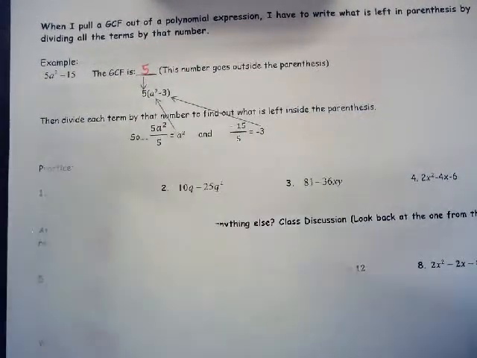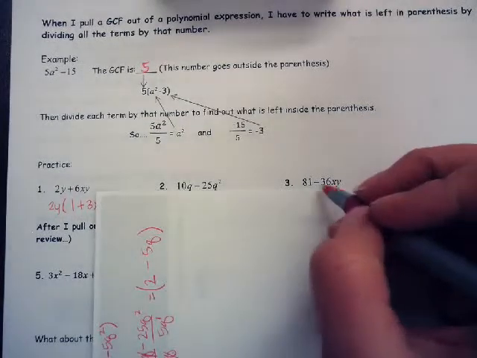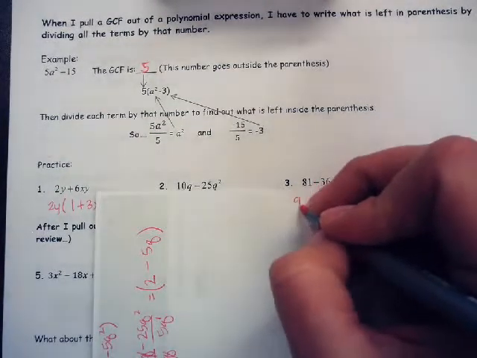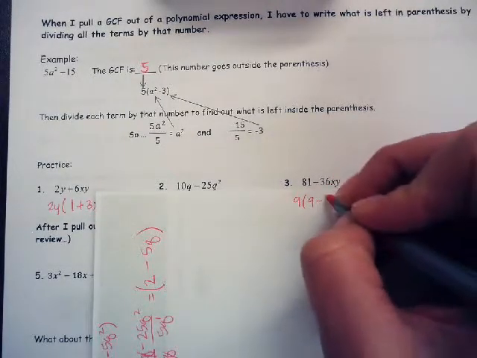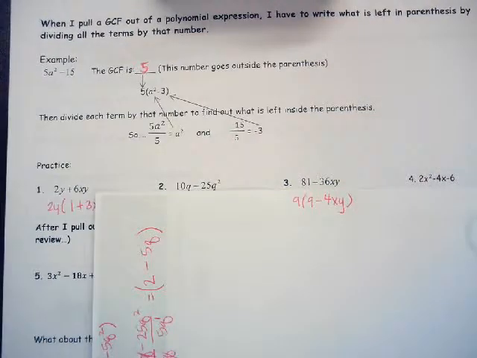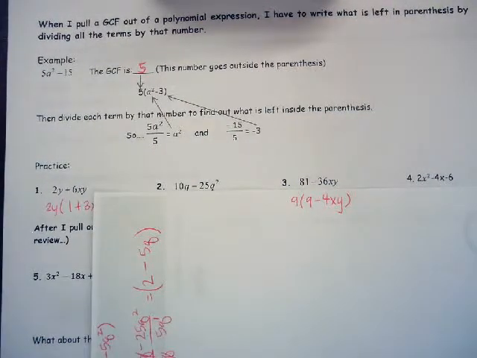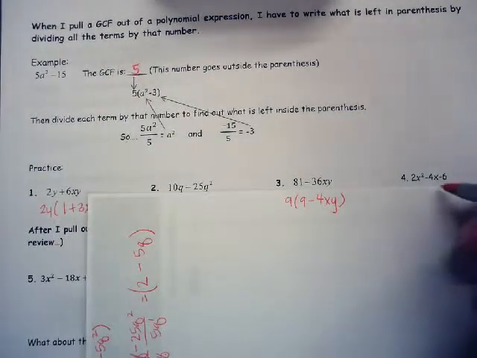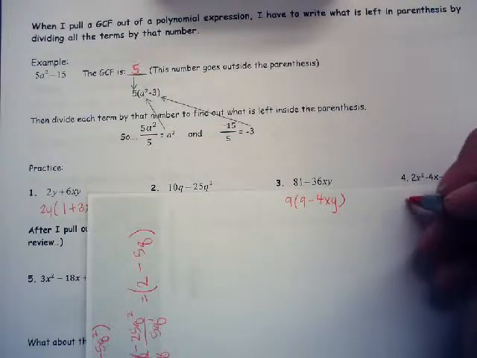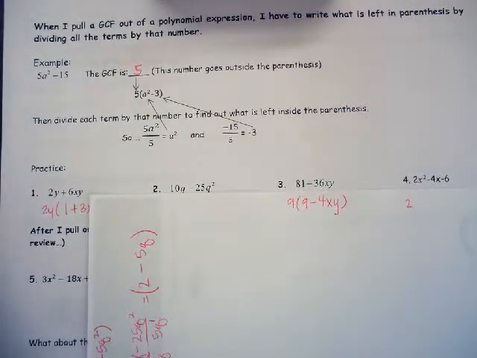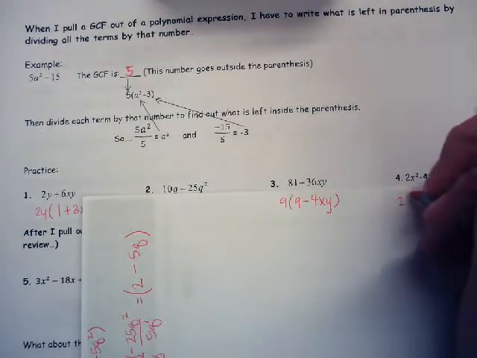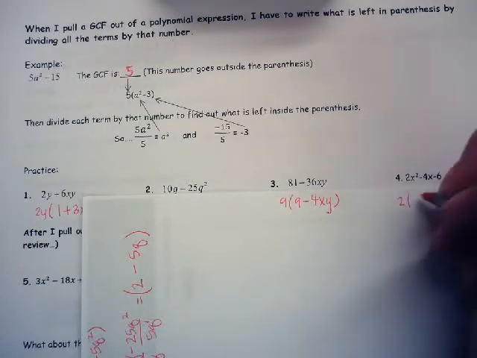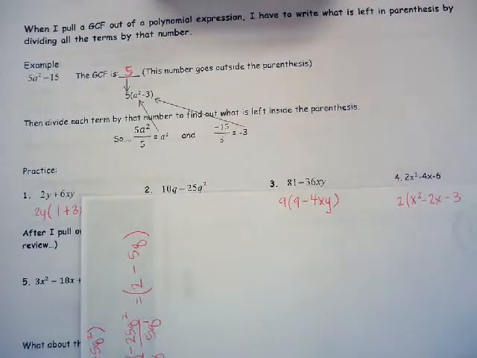Number 3, let's try to do number 3 with a little less work. The greatest common factor between the two of those is 9. So if I take 81 and divide it by 9, I get 9. If I take 36 divided by 9, I get 4, and then just xy was what was left inside. Number 4. The greatest common factor here would just be 2 because 6 doesn't have an x, so I can't pull out an x. The only thing I can pull out is a 2. So that means I have to divide every term by 2 now. So I would have x squared minus 2x minus 3.